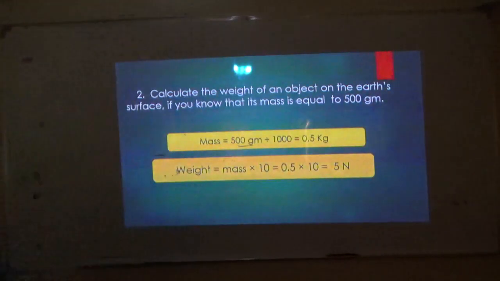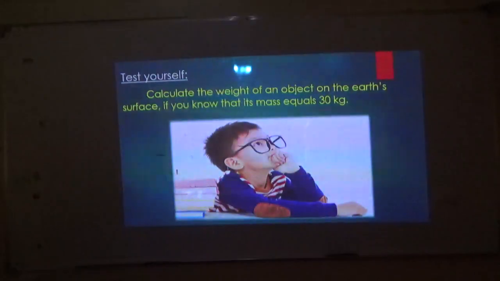And now it's time to test yourself. Calculate the weight of an object on the Earth's surface if you know that its mass equals 30 kilograms. Now you have 1 minute to try to answer this question. I'm waiting for all of you to read it well and to try to answer it yourself, okay?